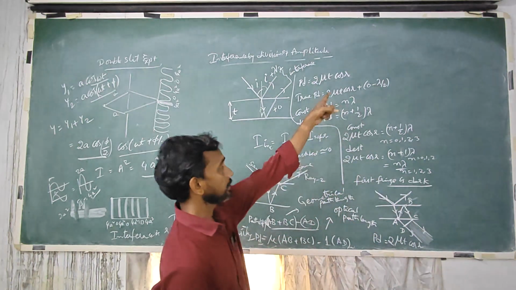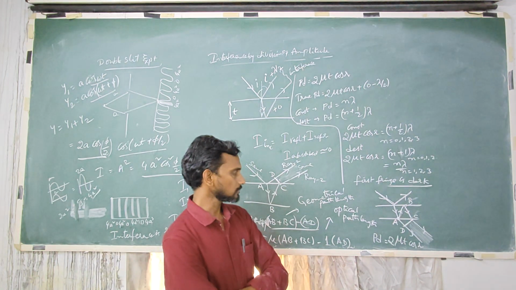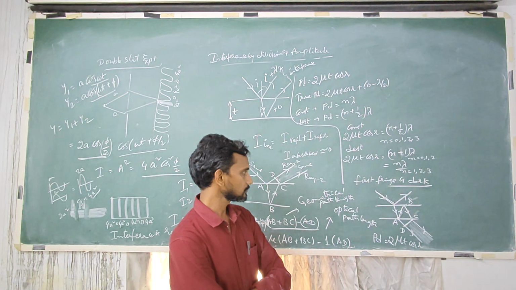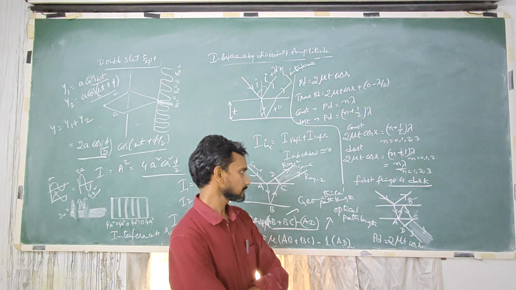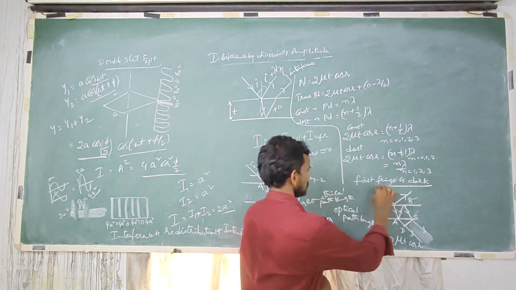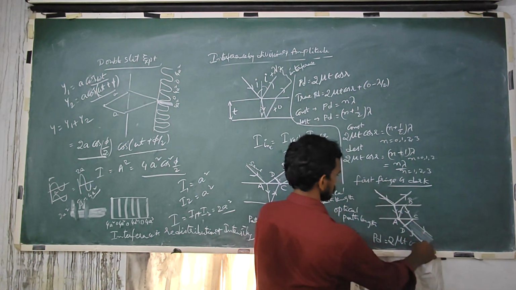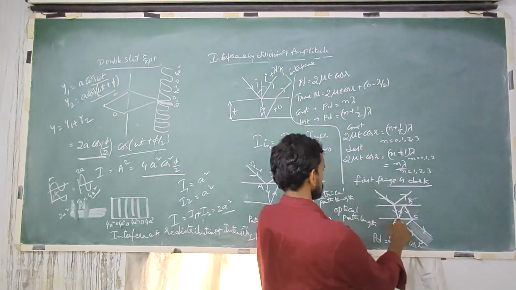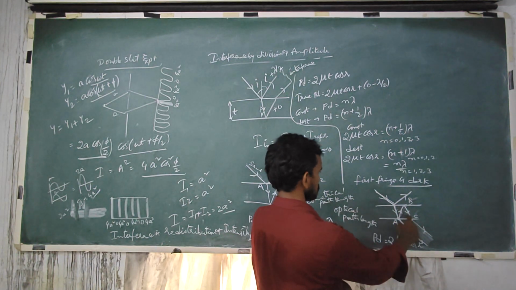What about additional path difference? So we have to look for the reflections. So how many reflections are taking place here? Here the incident ray transmitted, again transmitted. So this is the ray 1. Next one reflection here, second reflection here, then transmission.